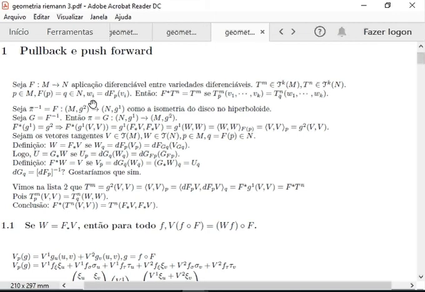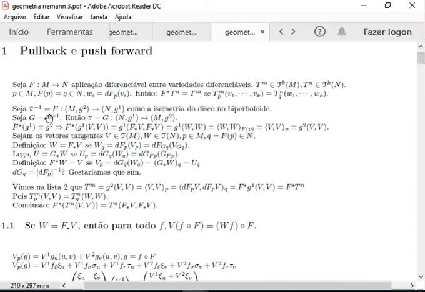Wi is equal to dFp Vi. Therefore, the pullback of F applied to Tn is equal to Tm if Tp M applied to k vectors v1, ..., vk is equal to the tensor Tn at point q applied to vectors w1, ..., wk.